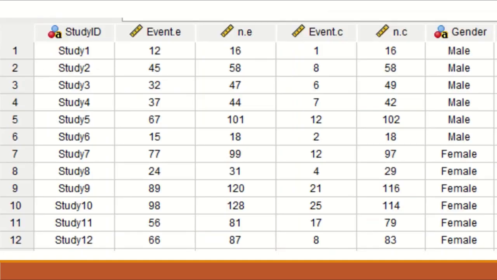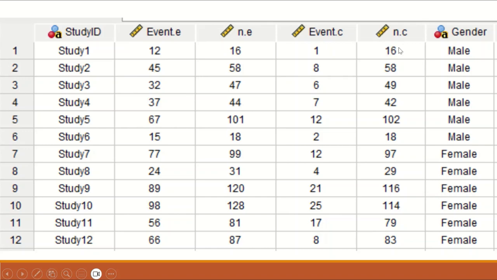Here I had inserted data from 12 clinical studies, from 1 to 12, that are looking at the effect of a specific intervention or a treatment compared to control. So here I have an experimental group and a control group. In the experimental group, the event is counted and inserted here, and the total number of participants in that group is also included. And the event occurring in the control group is also recorded with the total number of participants in that control group.